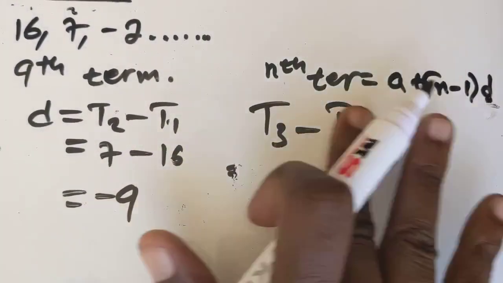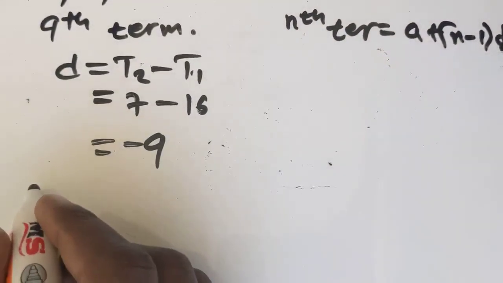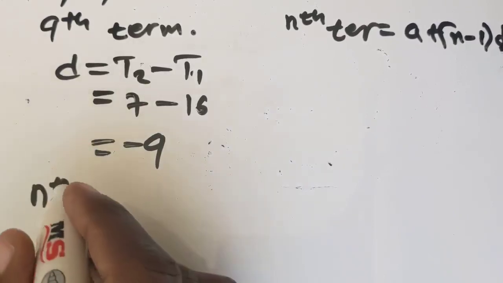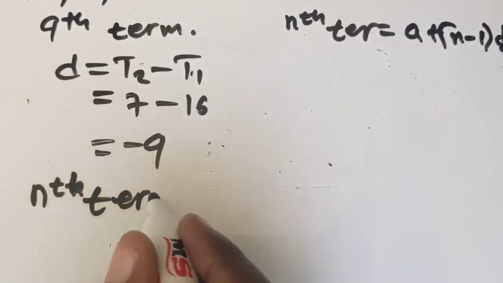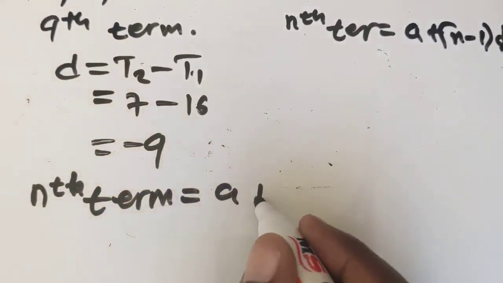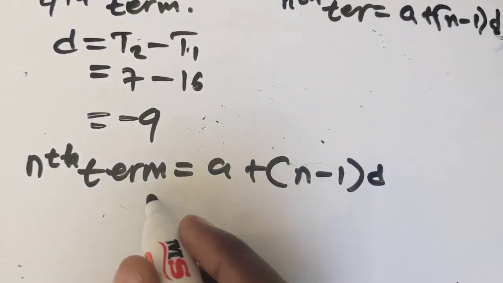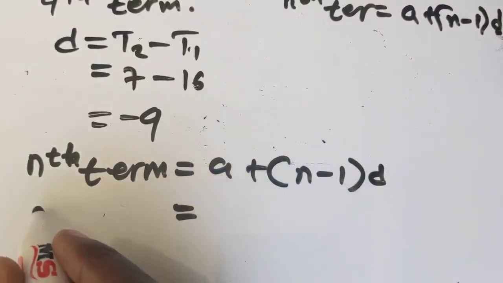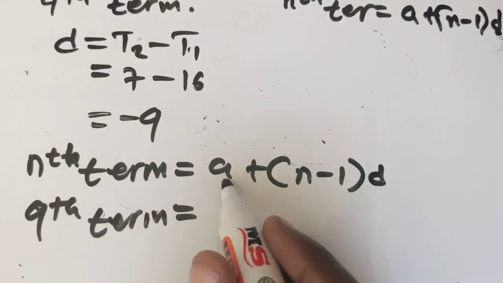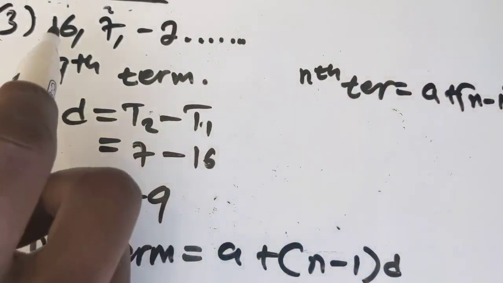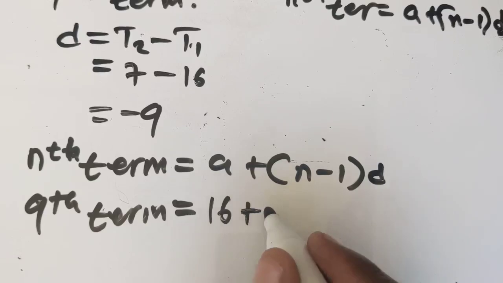Now you are asked to find the 9th term. So you say the nth term is equal to A plus open bracket n minus 1, close bracket, then D. You're finding the 9th term. What is our A? Our A is 16, that is the first term. So you put 16 here plus open bracket.